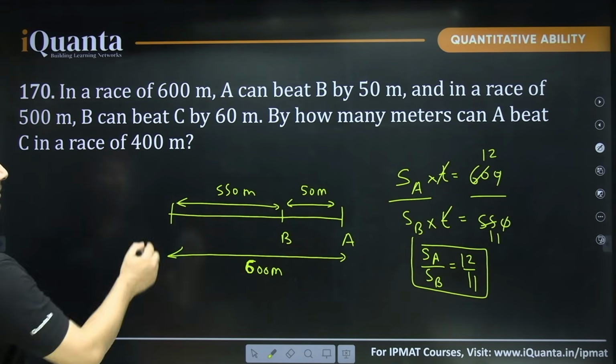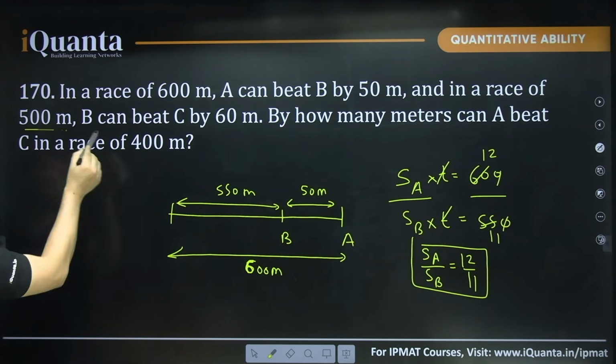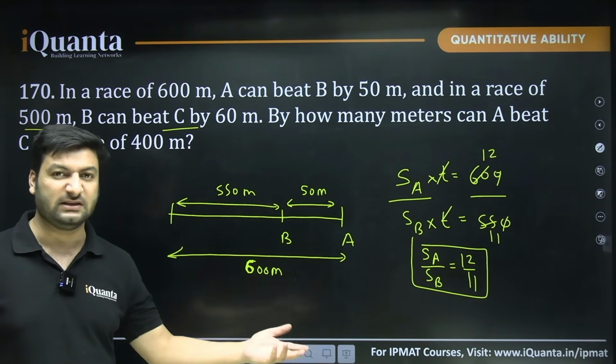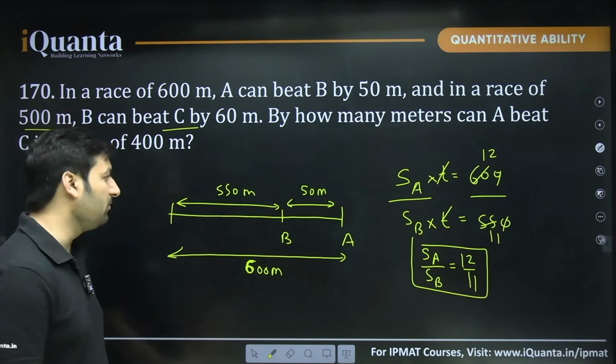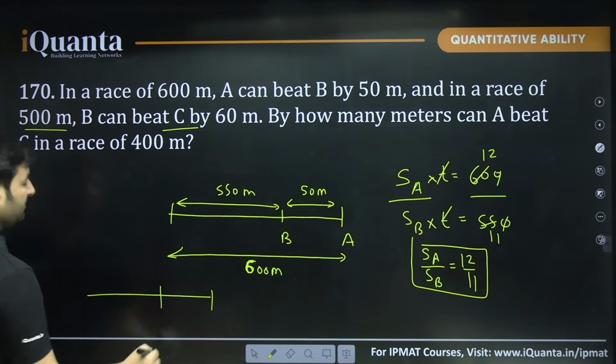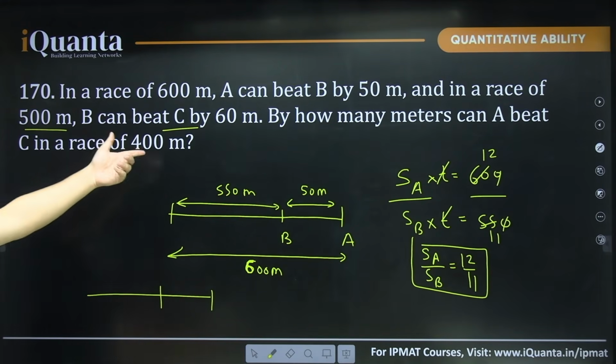Then, in a race of 500 meters, B can beat C by 60 meters. Now, there are the same people, B and C, the same B, and there is another person C now. So, if you look at them, it's a race of 500 meters, and B beat C by 60 meters.